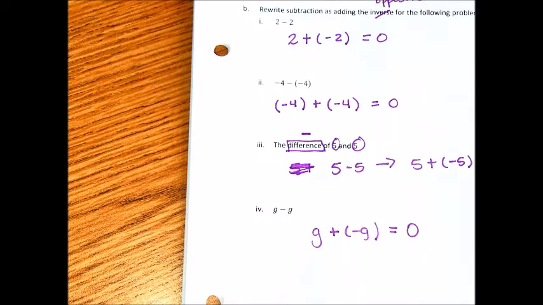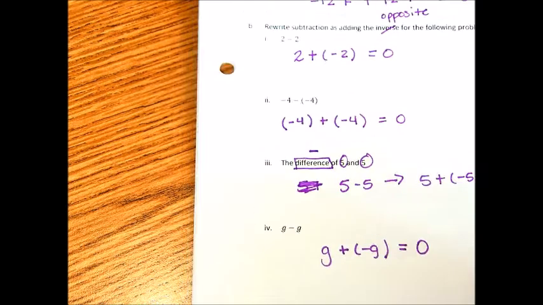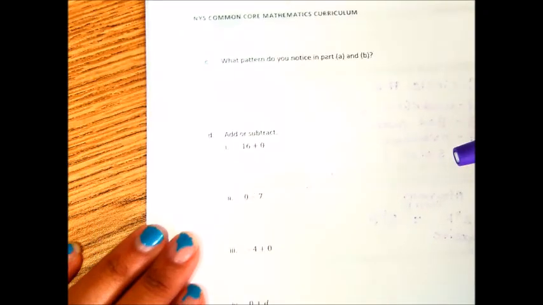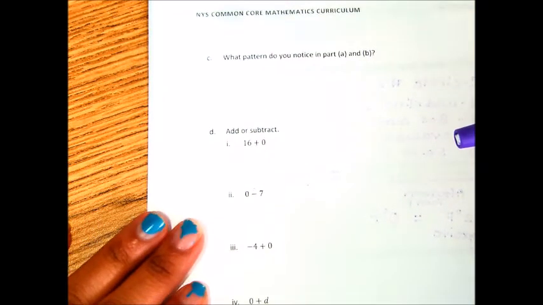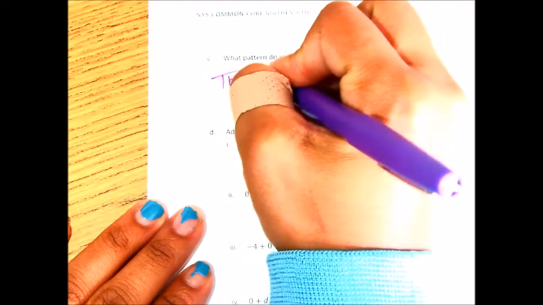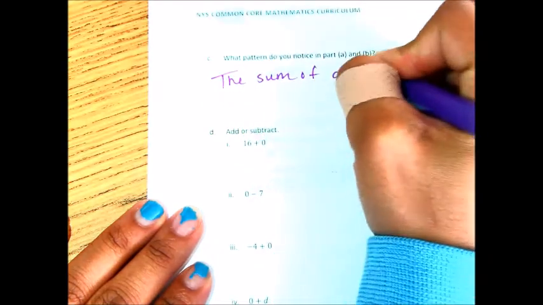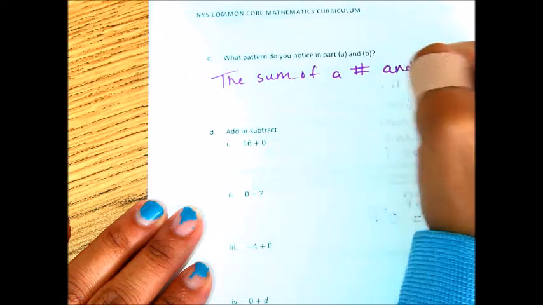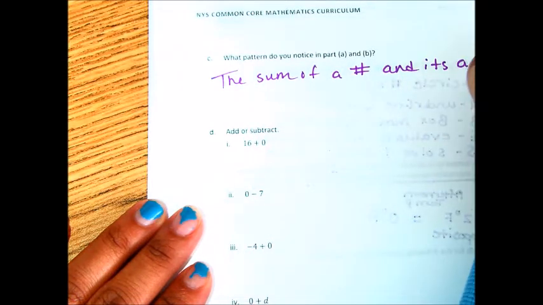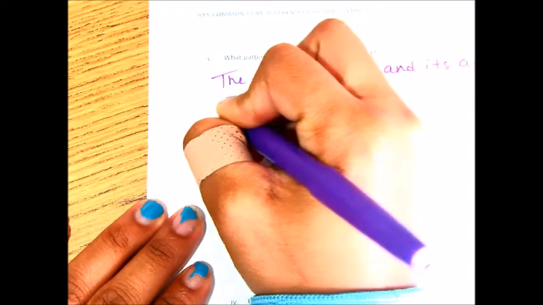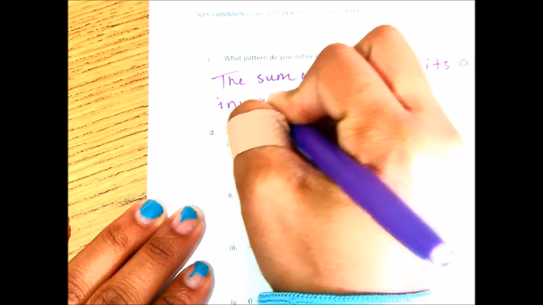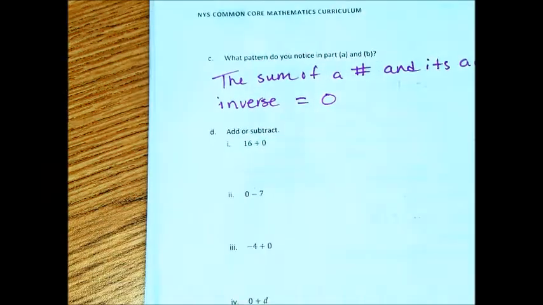What pattern do you notice in part A and part B? Type your answers in the box. Be sure to jot down the answer that you've written in the box, but you should have said that. So again, that's the sum of a number and its additive inverse equals 0.